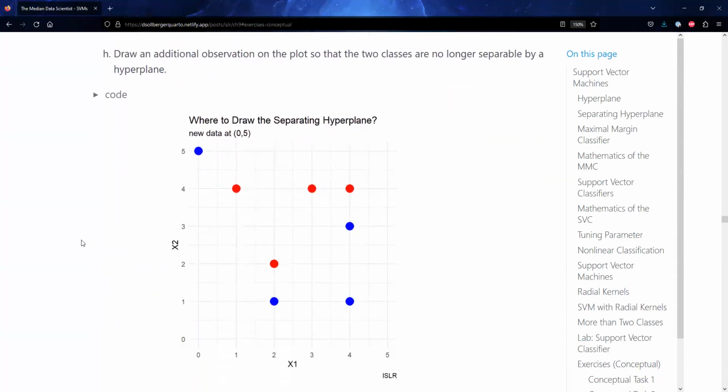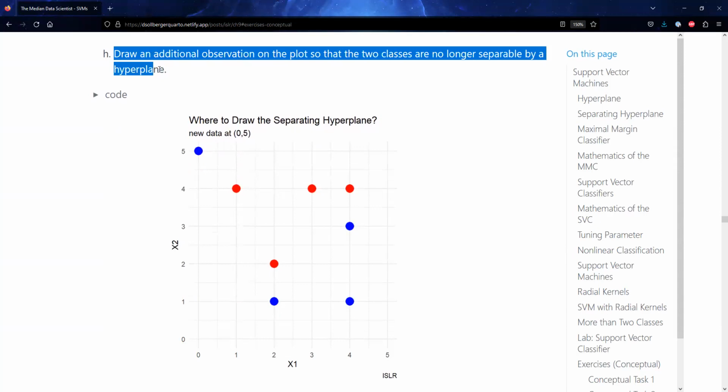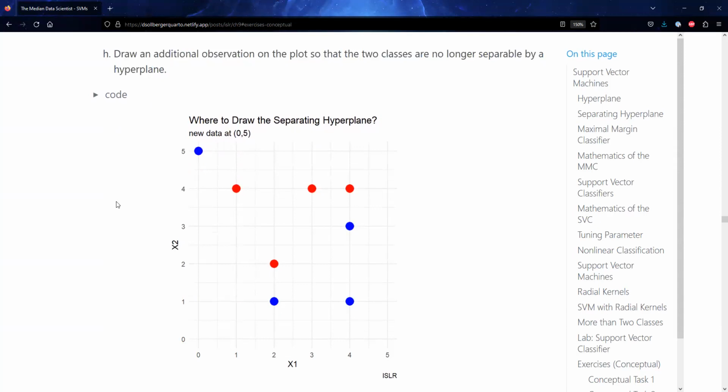And then part H, another conceptual question. Try to draw an additional observation so that the two classes are no longer separable by a hyperplane. So here I put in this new blue dot way far in the top left. But then the idea is I cannot draw a line that would separate the blue and red dots completely.